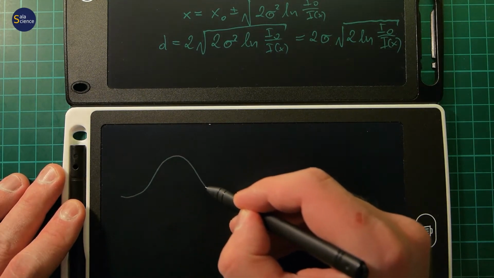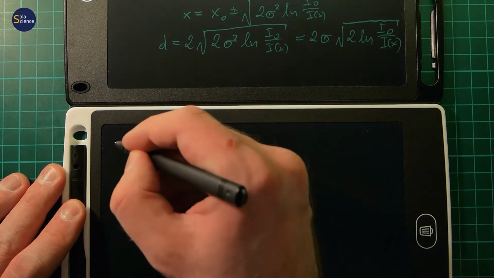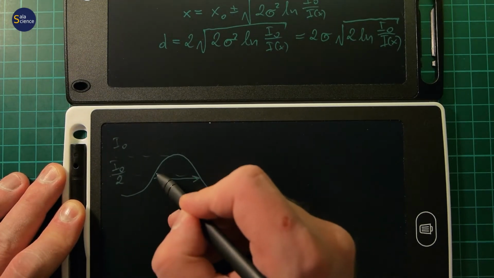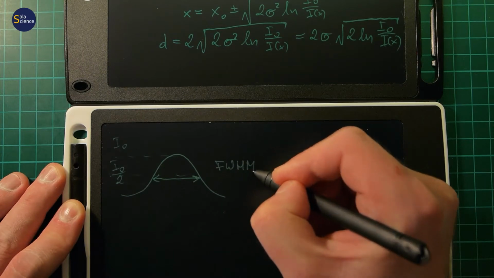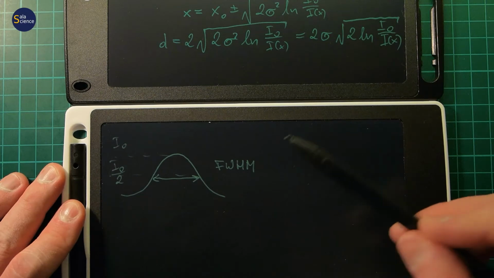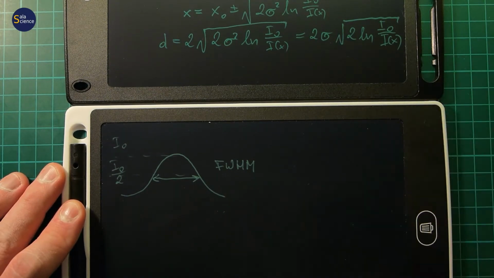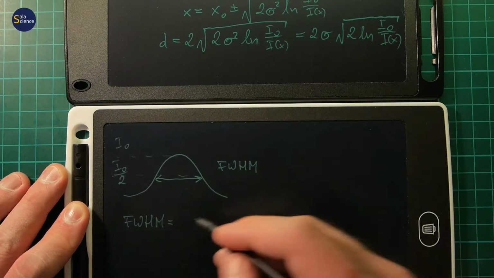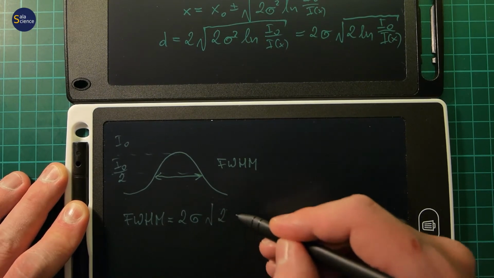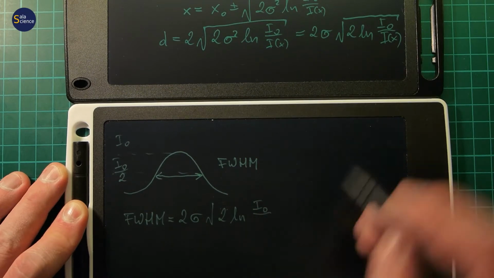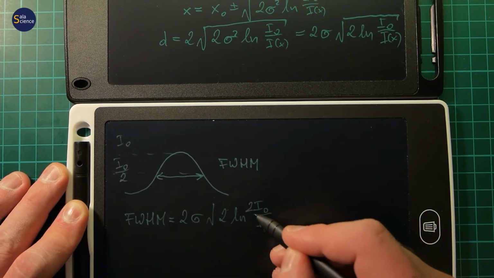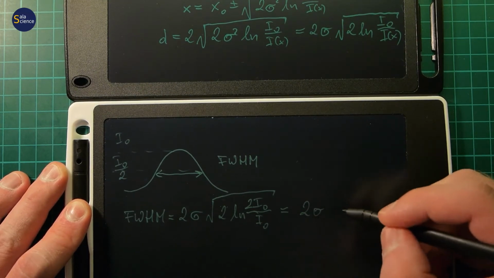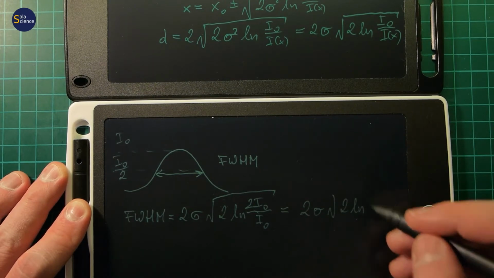If we have a bell-shaped function, in our case it's Gaussian, we have some I naught, the maximum intensity, and at point I naught over 2, we have a width which is called full width at half maximum. And now we can calculate the relationship between full width at half maximum and this Gaussian sigma. So let's do this. So full width at half maximum equals 2 sigma square root of 2 natural logarithm I naught over I naught over 2. So this will be 2 I naught over I naught. So it equals 2 sigma square root of 2 natural logarithm of 2.